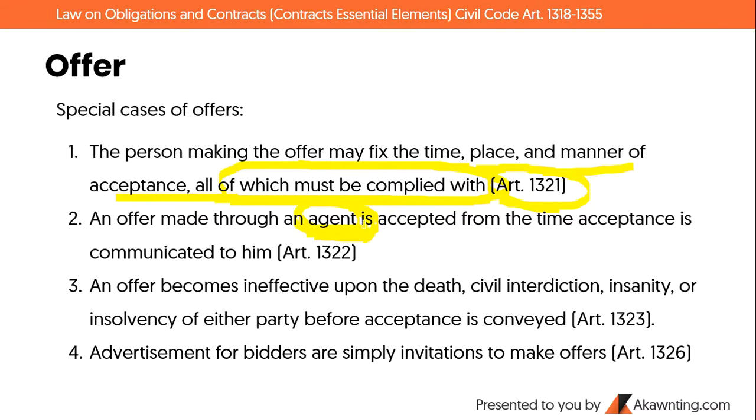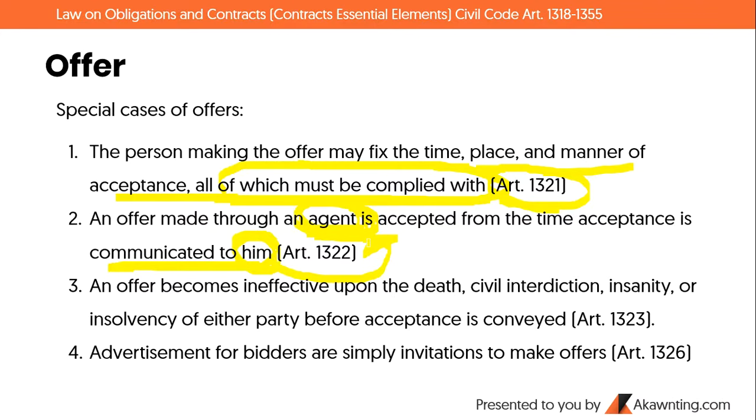Okay? So pag sinabi natin kasing agent, dahil for example, ikaw ay isang entrepreneur and then syempre maraming transaction yung mga businesses mo. Hindi lang iisa yung businesses mo. So usually nagtatalaga ka ng mga agent to act on your behalf. Okay? So when making an offer through an agent, okay, it is considered accepted from the time it is communicated to the agent. So, when referring to this, yung acceptance is communicated to him, yung him dyan, we are referring to the agent.